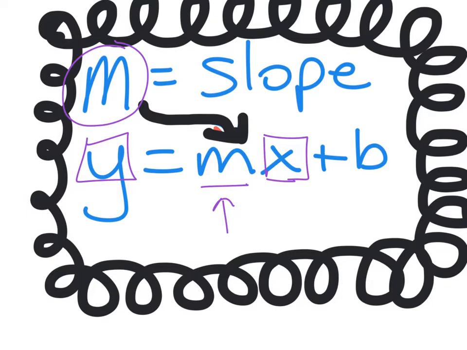That is any coordinate point on a line. Now, the m, again, is your rate of change, your slope, your rise over your run. The b, in this case, is your y-intercept. That's where it's going to cross the y-axis.